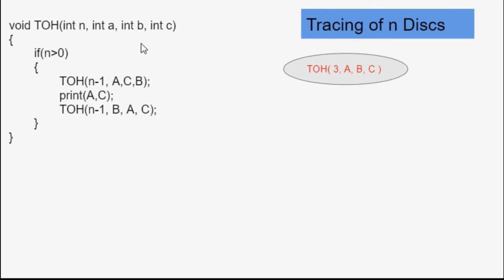So the very first thing is, when I make a call to this function, first of all we need to check whether the number of disks is greater than 0 or not. Here the number of disks is 3, which is greater than 0, so we'll make a call. Now what does recursion say? Recursion says a function is calling itself. So here I am making a call to TOH again. Once I finish this call, only then can I proceed with the remaining steps.